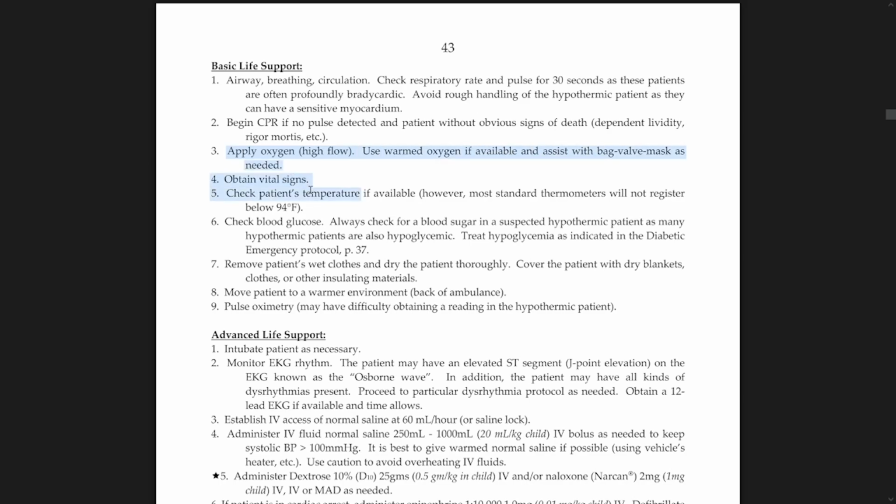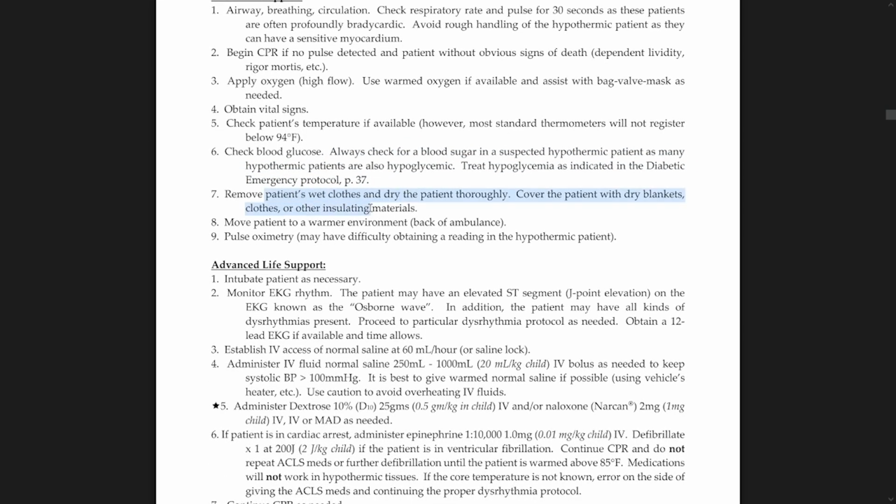Check vital signs. Check the patient's temperature if available. However, most standard thermometers will not register below 94 degrees Fahrenheit. Check a blood glucose level. Always check for a blood sugar in a suspected hypothermic patient, as many hypothermic patients are hypoglycemic also. Treat hypoglycemia as indicated in page 37.